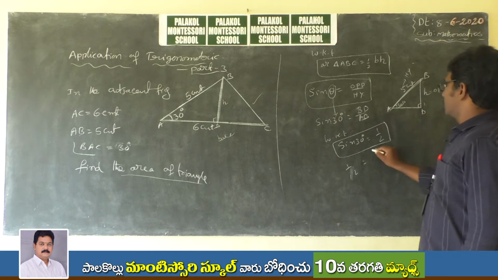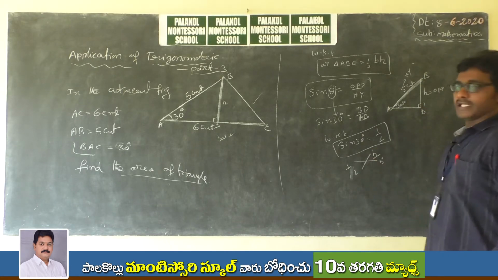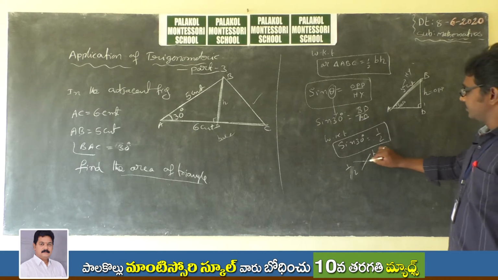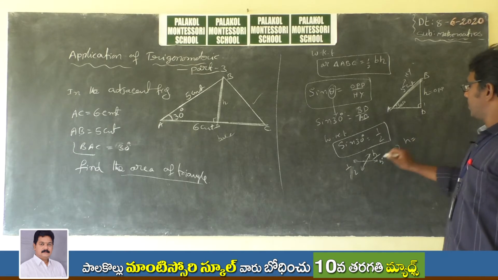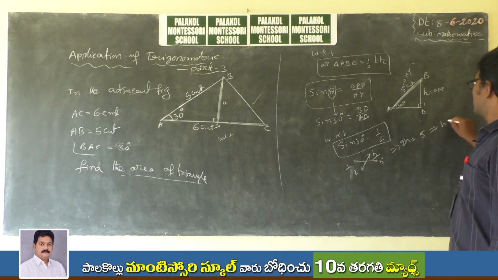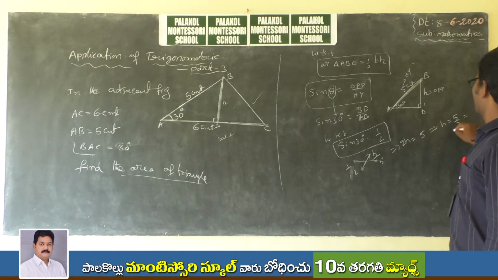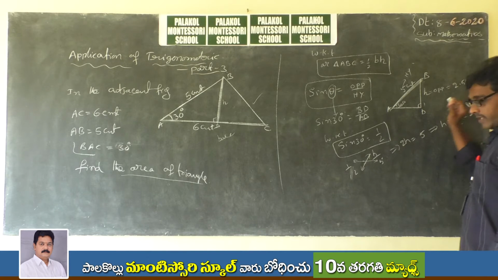BD is equal to H, AB is equal to 5. Cross multiplication. So finally, 2H is equal to 5 ones are 5. That means H is equal to 5 by 2, which is 2.5 centimeters. So height is equal to 2.5 centimeters.